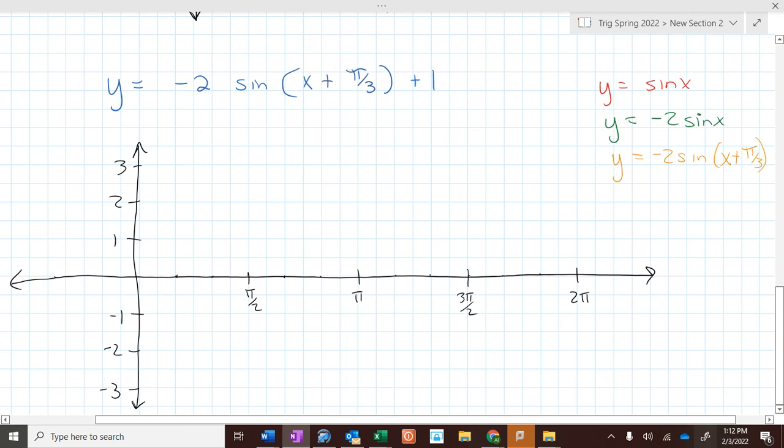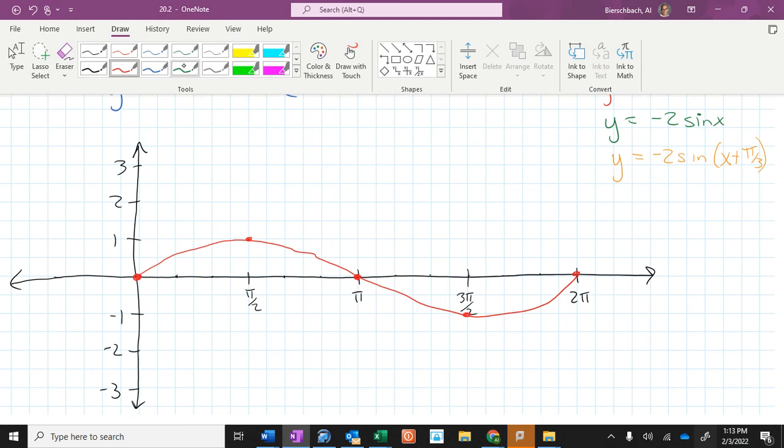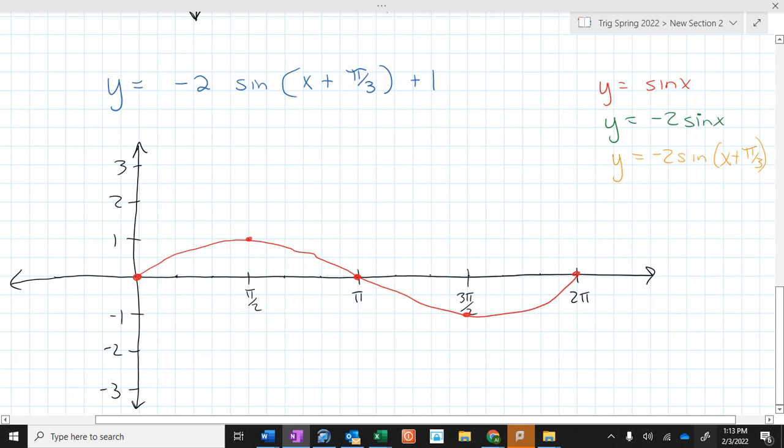All right. Normal sine curve. Where do we start at? 0, 0. Pi over 2, 1. Pi. 3 pi over 2, -1. 2 pi. Okay. -2 sine of x. What does that do to the graph? It flips it over the x-axis and makes it twice as high and low.